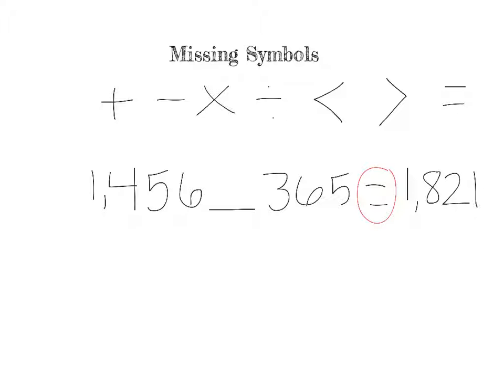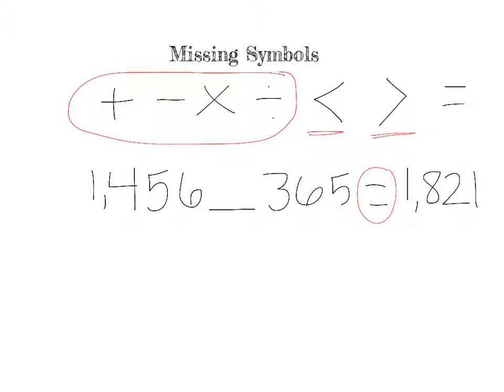That means that it would not make sense for me to use the less than or greater than signs, because you wouldn't say 1,456 is greater than 365 equals 1,821. That's not a number sentence we write. So, if there is an equal sign present in a number sentence, the missing symbol must be one of our four operation symbols: adding, subtracting, multiplying, or dividing.